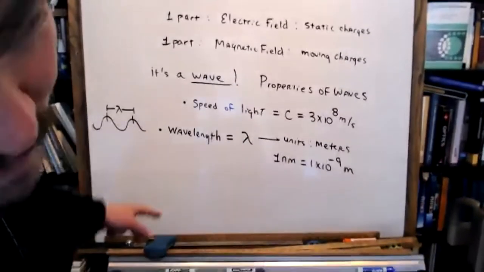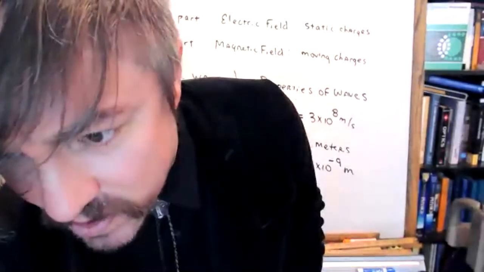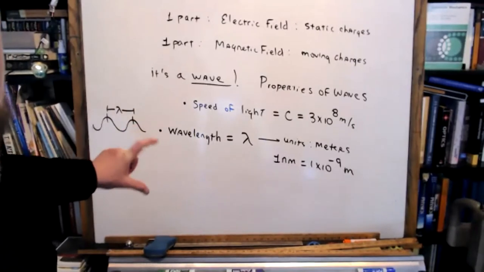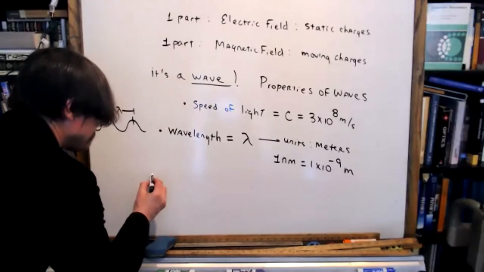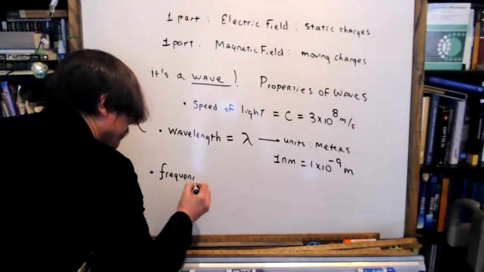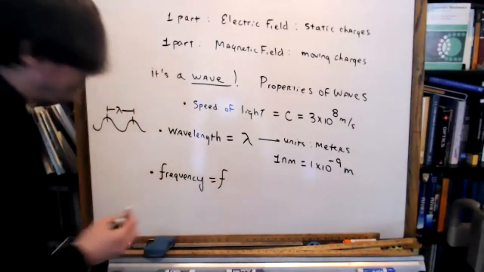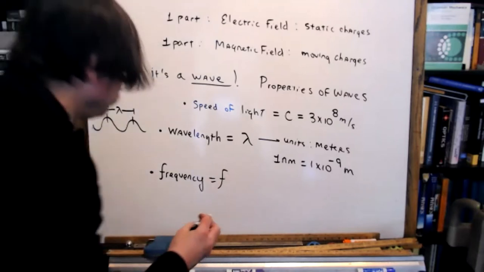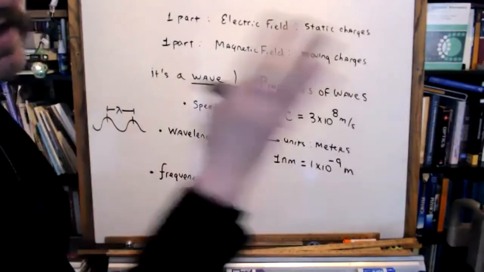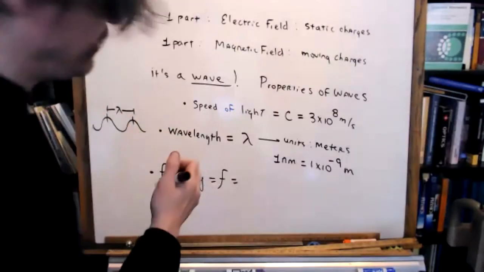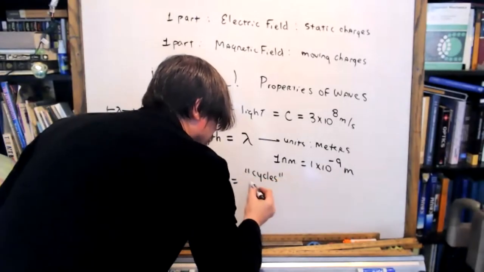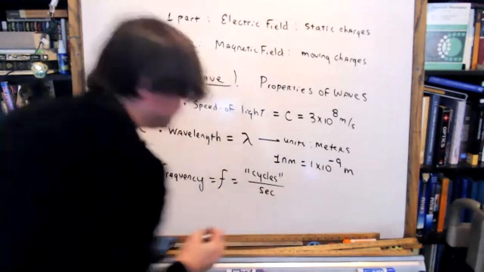Okay. Two more properties of waves, and then we'll take a break before our homework. Wavelength is related to another property that waves have called frequency. Frequency, we usually give a little curvy F for. And frequency is the number of cycles that stream past in a second. So we define the frequency of a wave as the number of cycles per second of a wave.